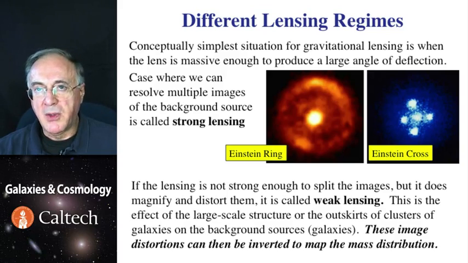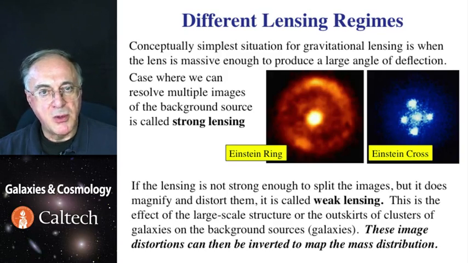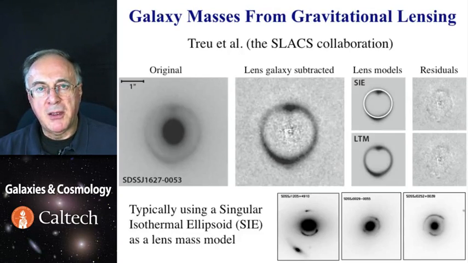Obviously, the further out you go, the weaker the effect. But nevertheless, they'll be detectable in the form of image distortions. And that's called the weak lensing regime. That turns out to be very important for studies of the cluster mass distribution. If you can map all of the distorted images, you can in principle reconstruct the distribution of mass that led to the lensing. This has been done on galaxies as well as clusters.